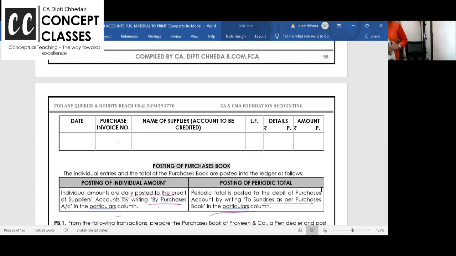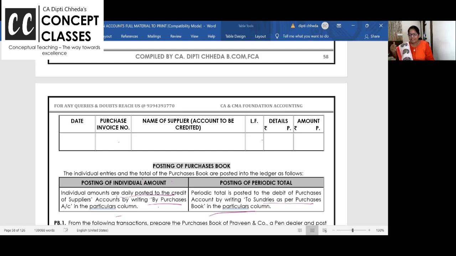Okay, chalo. It's a very easy topic, easier than journal entry. But if they ask, we should be able to make it. So let us take up one problem for the journal entries. I told you in journal entries, every time it's like purchase to A, purchase to B, purchase. To purchase, you don't have to write again and again.